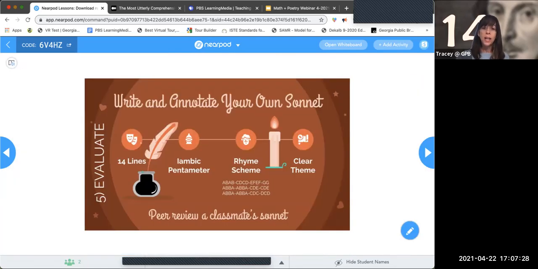All right, so at the end, you would want your kids to try and create their own sonnet, write it, and also annotate it to show that they understand the patterns, that it has 14 lines and is in iambic pentameter. They can come up with different rhyme schemes, like the Shakespearean rhyme scheme at the top here, but also the Petrarchan rhyme scheme. That's not as important as the first two. What's more important is to have a clear theme, usually about love or something you feel strongly about. Give students a chance to write their own sonnet, and then review each other's sonnets and give feedback.